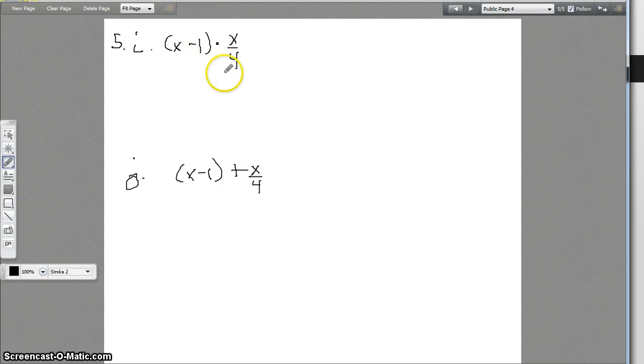Okay, so let's do the product first. We look for common terms in the numerator and the denominator. Is there a 4 in the numerator? There is not. So we just multiply across the top. We can write our x minus 1 as x minus 1 over 1. X minus 1 times x is x squared minus x. 1 times 4 is 4. And that's as far as we can go with number 5, part I.